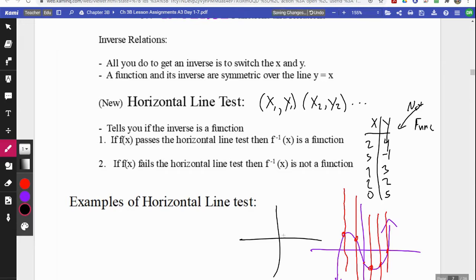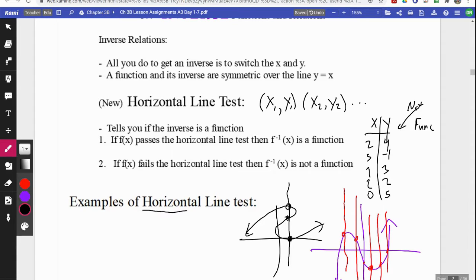If I had a function that looked like, let's say, some kind of graph that goes like this. This would be the vertical line test. I know right now it's not a function because a vertical line that I can draw anywhere crosses this graph at 3 points. Anything more than 1 means it's not a function.